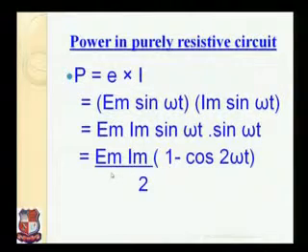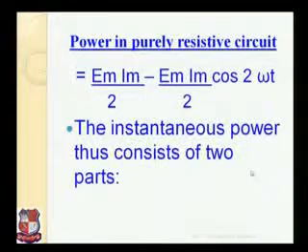So rewrite it like this: Em Im by 2 into 1 minus cos 2 omega t. So your equation of power is like this: Em Im by 2 minus Em Im by 2 cos 2 omega t. The instantaneous power thus consists of two parts.